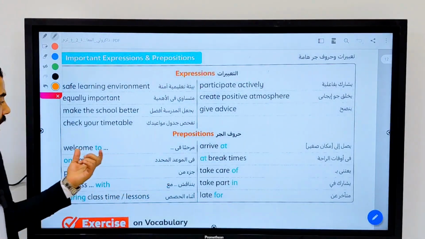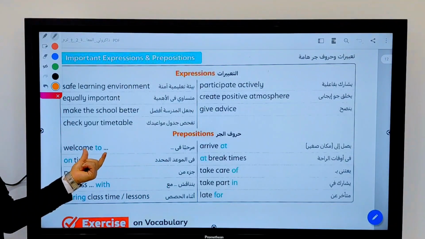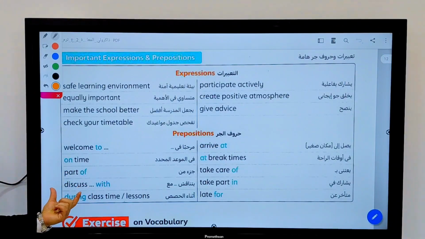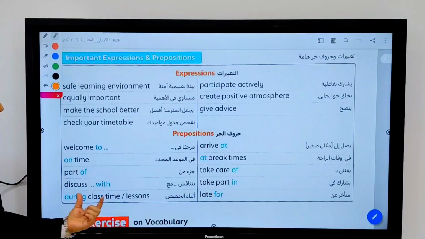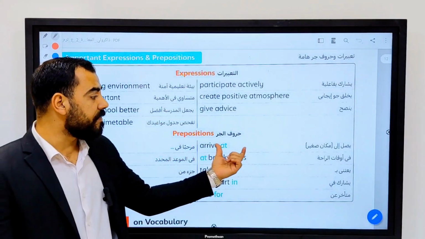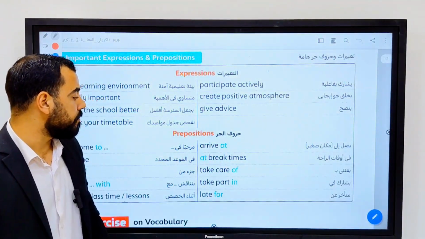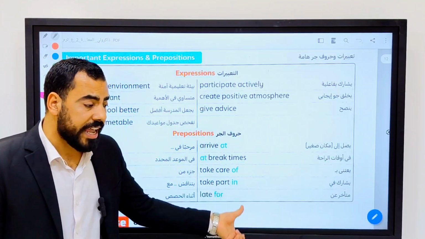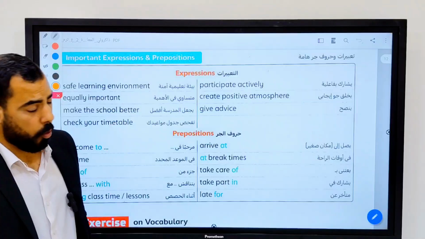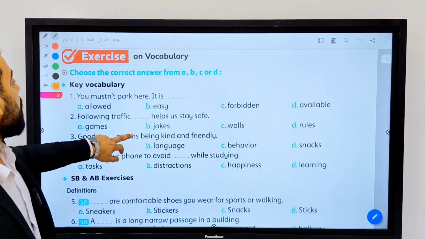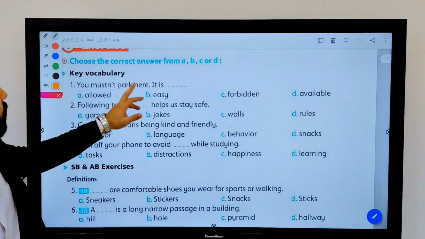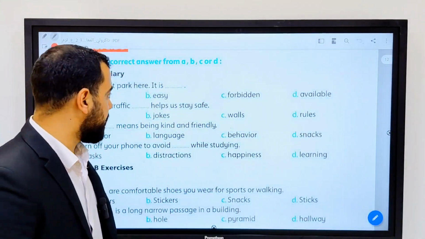Welcome to. We add the preposition to. On time, part of, discuss with, during class time or during lessons, arrive at break times, take care of, take part in, late for. Now it's time to answer these questions together. Number one, choose the correct answer from A, B, C, or D.